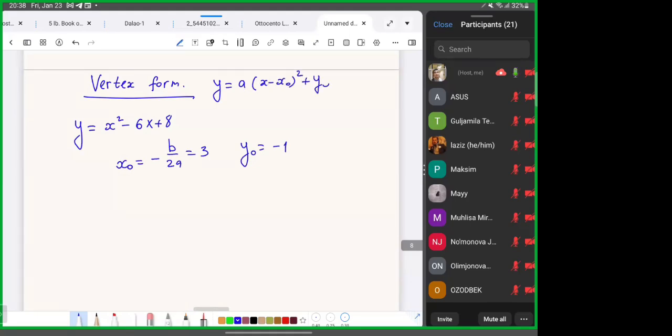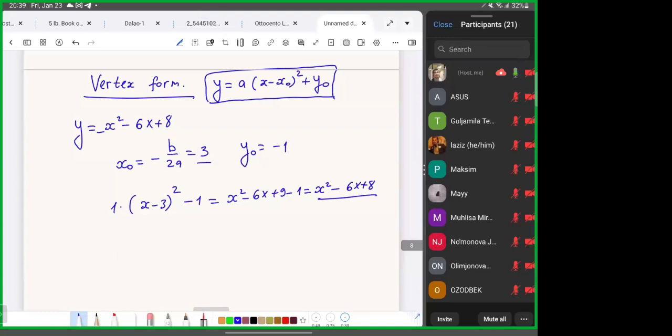Now, the vertex form is y equals a times (x minus x0) squared plus y0. Every SAT math student must know this very important concept. Don't forget the square here. Since a is 1, we write 1 times (x minus 3) squared minus 1. If you open the brackets, you will find x squared minus 6x plus 9 minus 1, which is x squared minus 6x plus 8. You can see this is your quadratic.